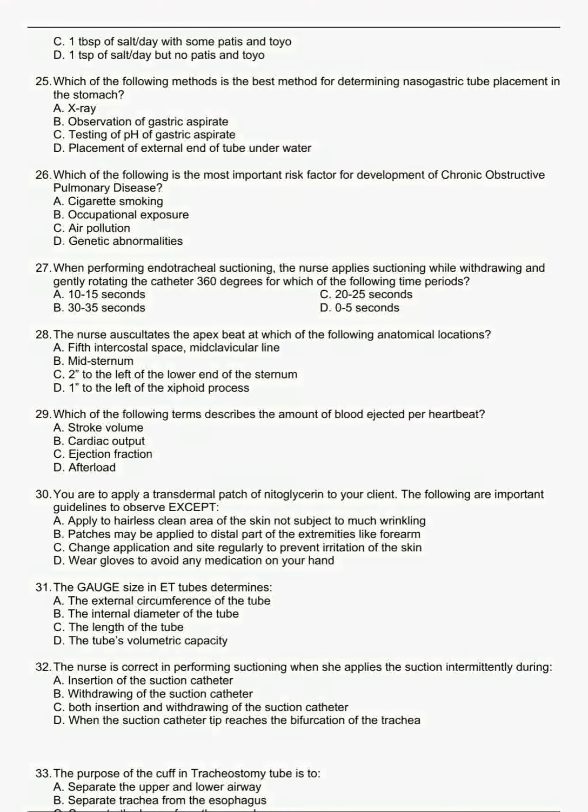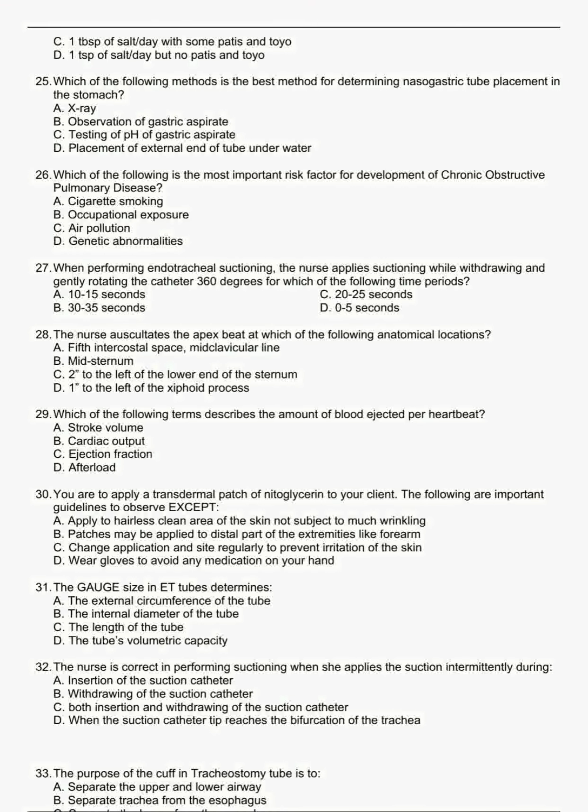28. The nurse auscultates the apex beat at which of the following anatomical locations? A. 5th intercostal space, midclavicular line. B. Midsternum. C. 2 inches to the left of the lower end of the sternum. D. 1 inch to the left of the xiphoid process. 29. Which of the following terms describes the amount of blood ejected per heartbeat? A. Stroke volume. B. Cardiac output. C. Ejection fraction. D. Afterload.